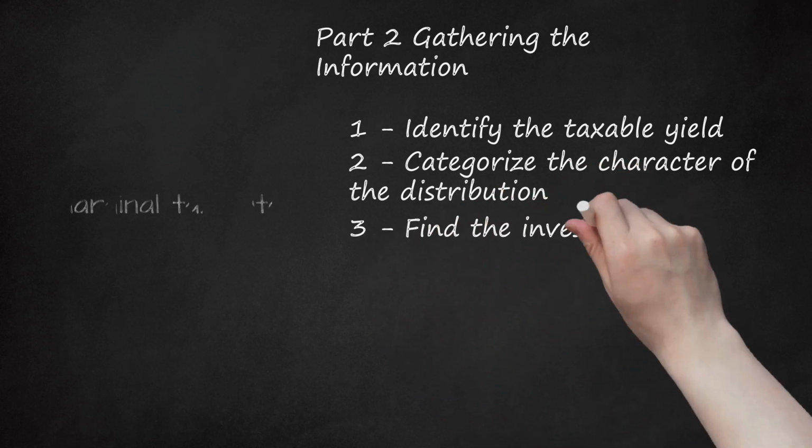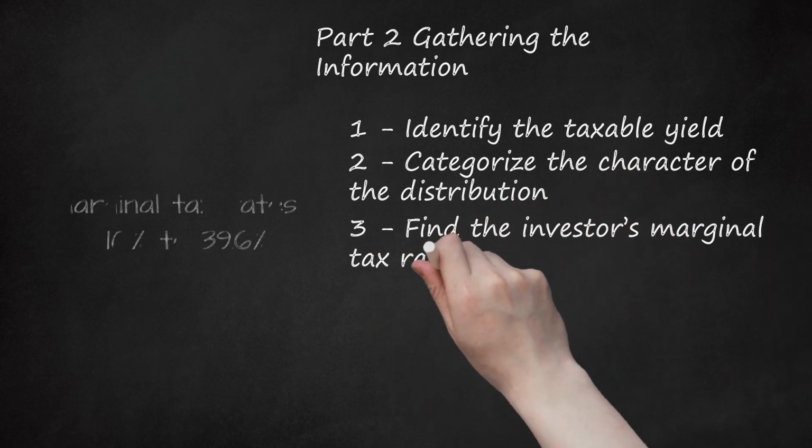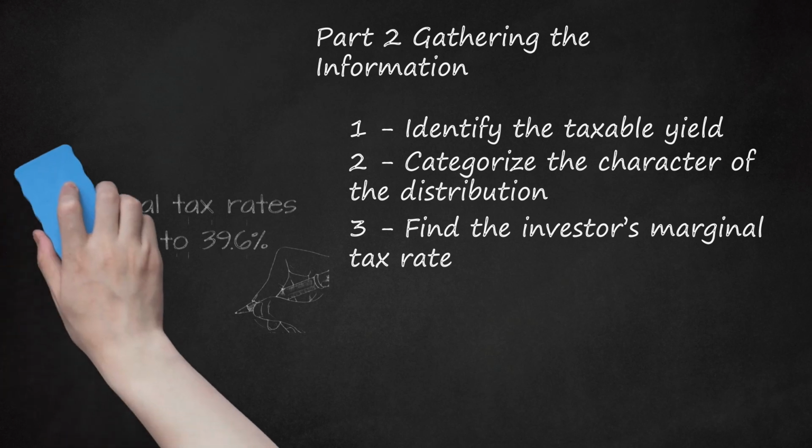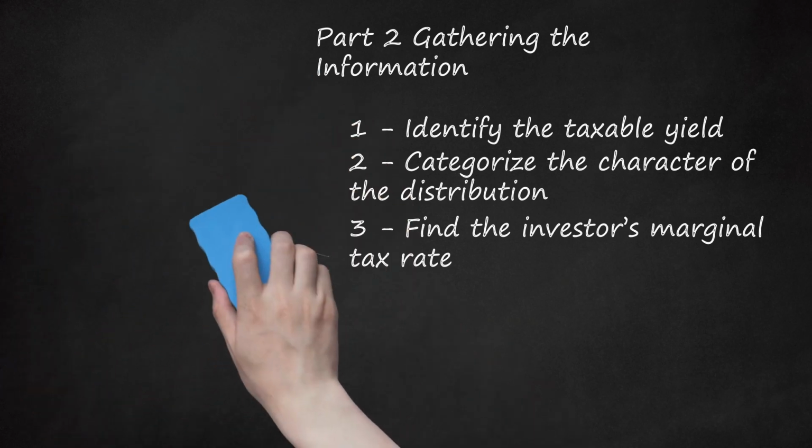3. Find the investor's marginal tax rate. The terms tax bracket and marginal tax rate are used synonymously. They both refer to the percentage of someone's income that is paid in taxes. The higher a person's income, the more they pay in taxes. Marginal tax rates range from as low as 10% to as high as 39.6%. The income limits for each tax bracket differ for single filers, married joint filers, and head of household filers.